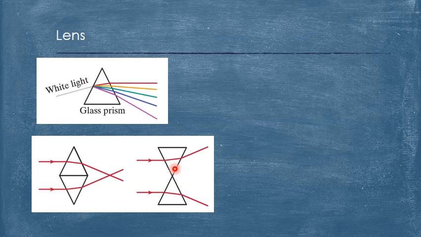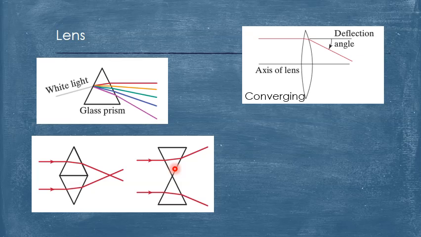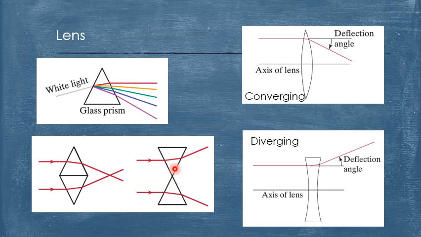And these are crude ways of generating lenses. If we're more sophisticated, I can generate what's called a converging lens, where all the light rays will converge at one point, or a diverging lens, where the light rays will diverge away from the optical axis. I should say, they get deflected towards the axis of the lens for a converging lens, and they get deflected away from the axis for a diverging lens.